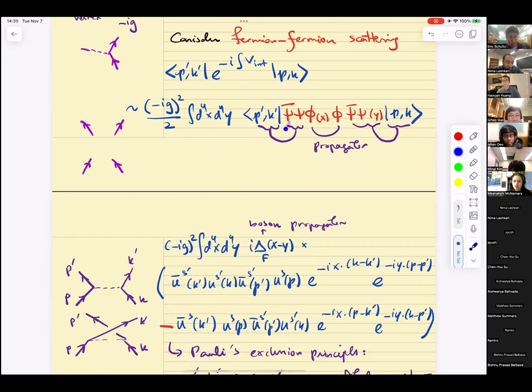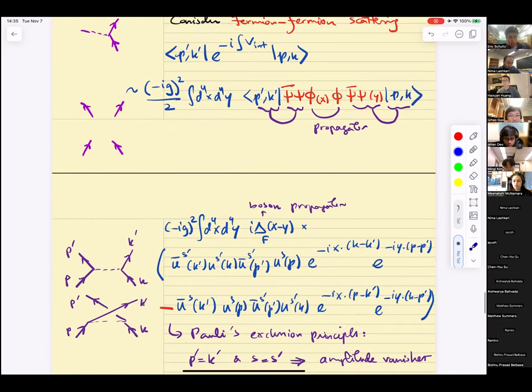These guys contract here, these guys contract here, right? So here we go. P and K come in, right? So u_s(p) and u_s'(k) come in. They can have different spins, S and S prime. What comes out is u'_s'(p') and u'_s'(k'). I already knew that this S prime, the spin of these two guys, should be the same.